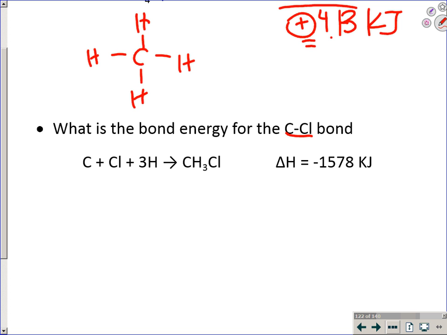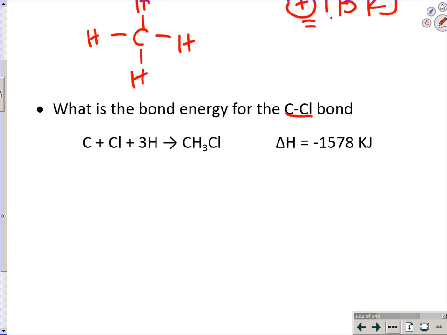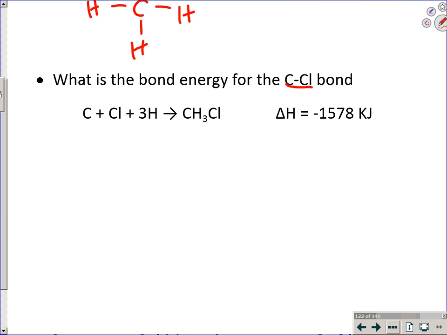Alright, I feel like that should have been enough time to think about this, but you guys were off in some rabbit hole. We've got to get out of this rabbit hole. Christian, can you tell me how your group is approaching this? So you do 3 times the 413 that you have. Why? Because it's the same bonds, it's going to be the same energy.